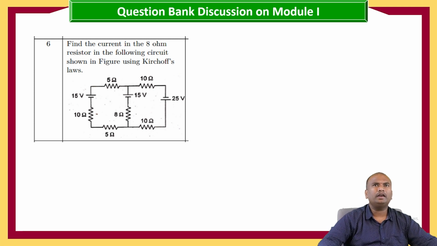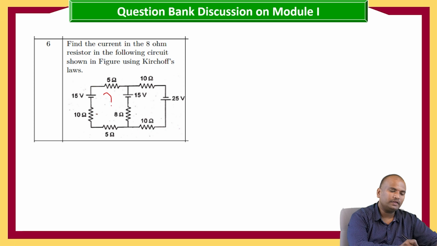Now find the current in the 8 ohm resistance in the following circuit shown in the figure using Kirchhoff's laws. Here we can go with either mesh analysis or nodal analysis. So here we are having two meshes and one node. Two meshes are there. Let us apply the KVLs in the loops, that is I1, I2.